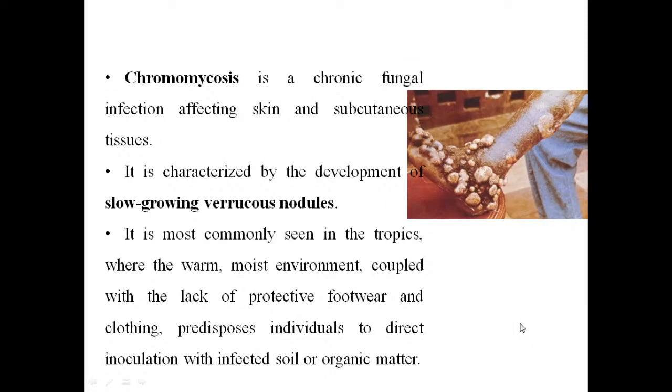Chromomycosis is a chronic fungal infection affecting skin and subcutaneous tissue. It is characterized by the development of slow-growing varicose nodules. You can see them in the photo. It is most commonly seen in the tropics, where the warm, moist environment coupled with the lack of protective footwear and clothing predisposes individuals to direct inoculation with infected soil or organic matter. For example, in African countries where they don't wear footwear, shoes, for example.